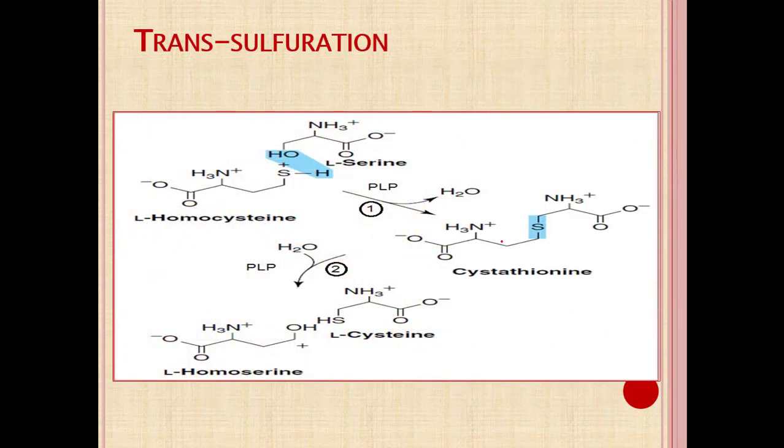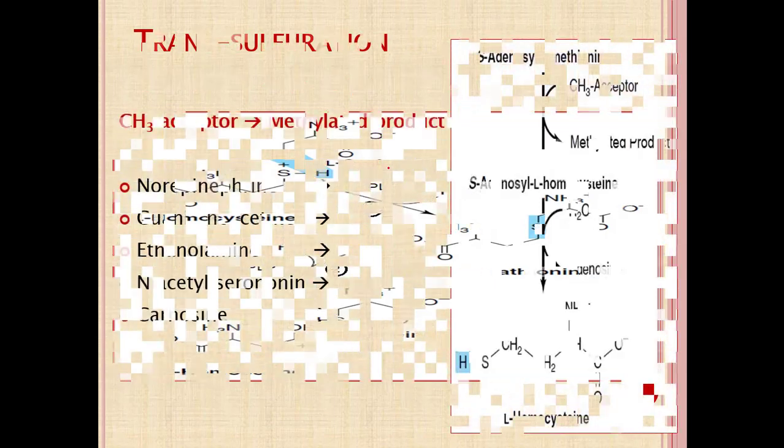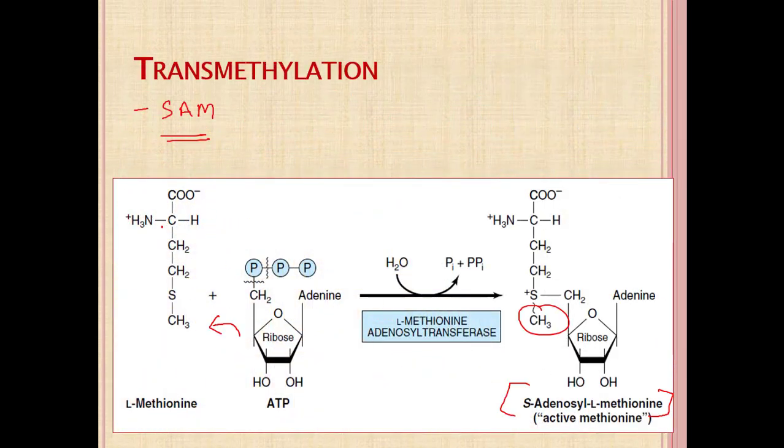Transsulfurization is similar to methylation: transfer of the sulfur group from one molecule to another molecule. It is ultimately not a direct transfer of the sulfur group; it is a series of reactions by which methionine, a sulfur containing amino acid, is converted into cysteine.